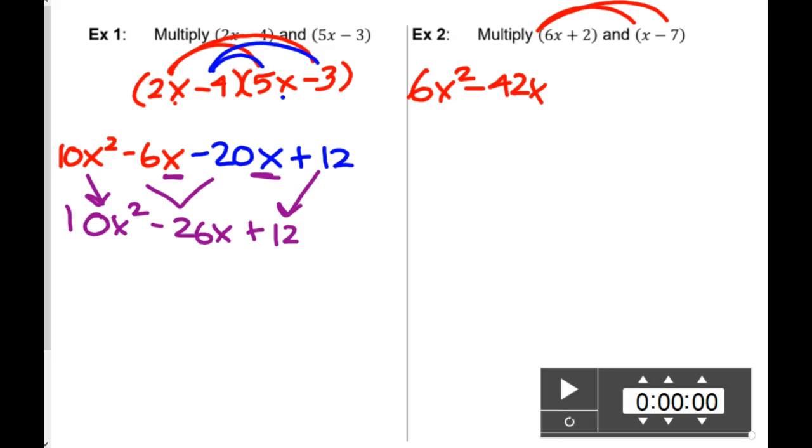Okay, now, next one. 2 times x. Positive 2x, right? 2 times negative 7, minus 14. I need to combine the middle two terms because they're both x, right? So, negative 42 plus 2 is negative 40. So I'll get negative 40x. So, bring down 6x squared.